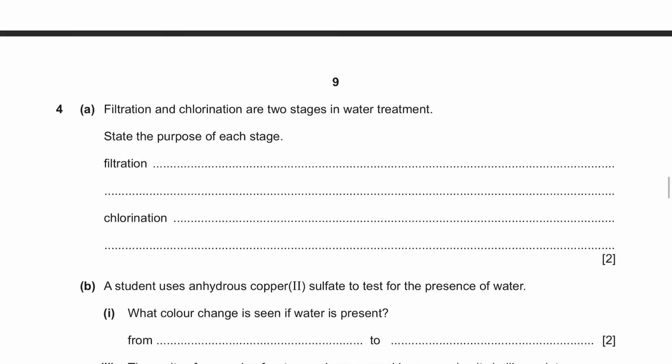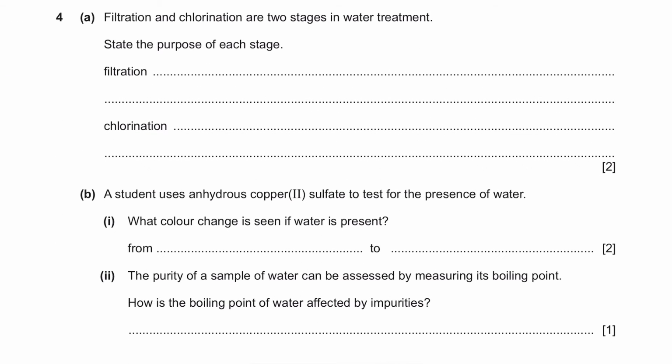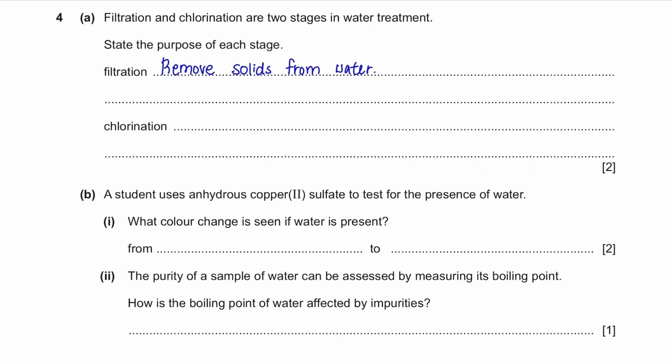Question 4, Part A. Filtration and chlorination are 2 stages in water treatment. State the purpose of each stage. Filtration, just think about a filter paper. They remove solids from water, and that's exactly what you need to write for this. Then chlorination, it's simple as well. They sterilize the water, or you can also say it kills the microbes or prevents illness. But sterilization is good enough.